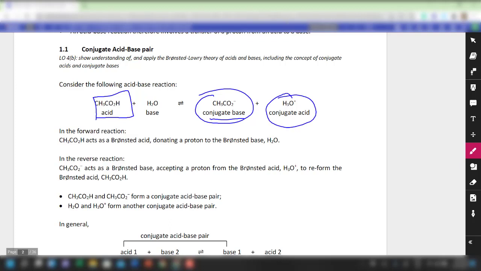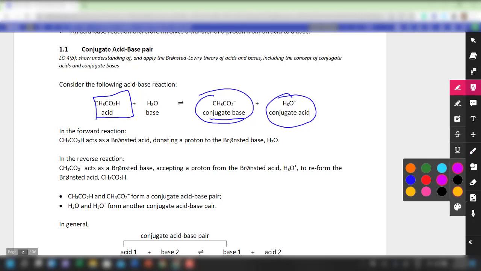If you look at the terms here, they are actually arbitrary. So what do I mean by arbitrary? If we are looking at a reaction going from left to right, in this case, ethanoic acid is actually the acid which gives water the proton. So we will call ethanoic acid the acid here, of course, and water the base.